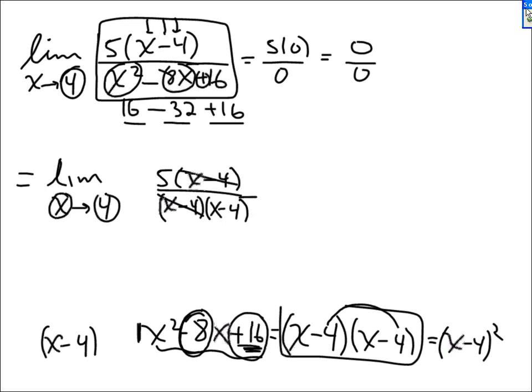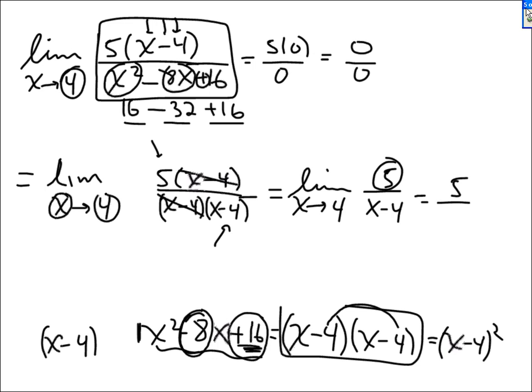If you factor enough, you won't get 0 over 0 anymore. You have the limit. You don't really have to write this down. You should see it's 5 over x minus 4. And when you directly substitute, the top is 5 and the bottom is 4 minus 4. You get 5 over 0, which in this case is undefined. And you're done. You're only not done when you get 0 over 0.